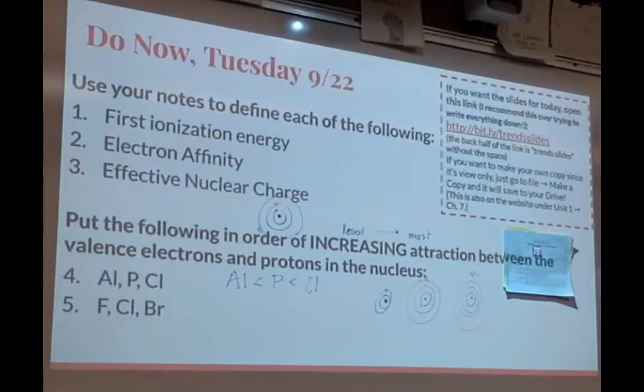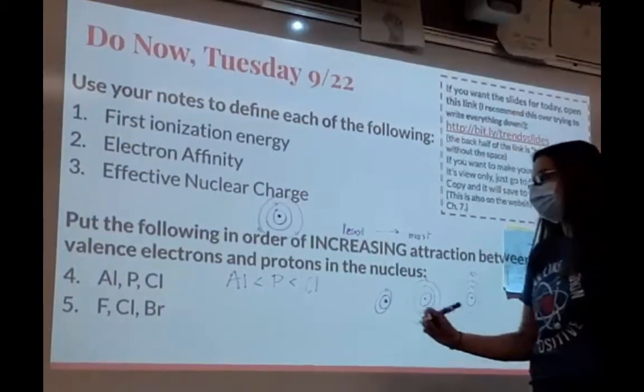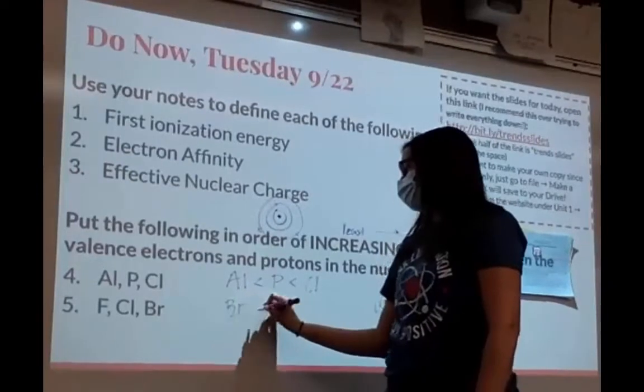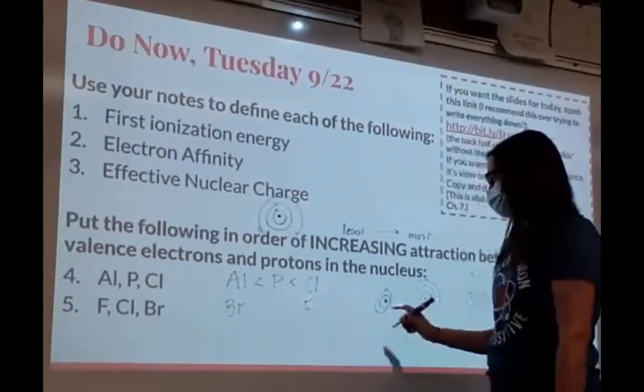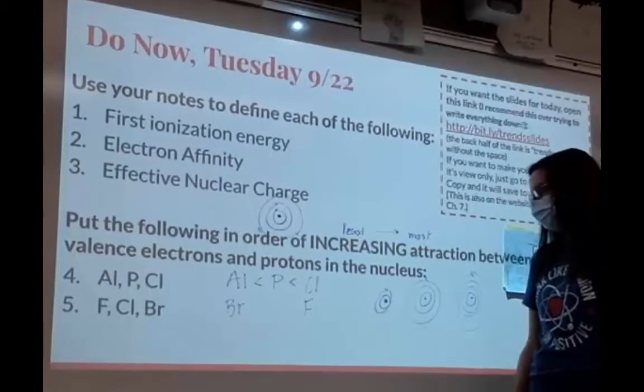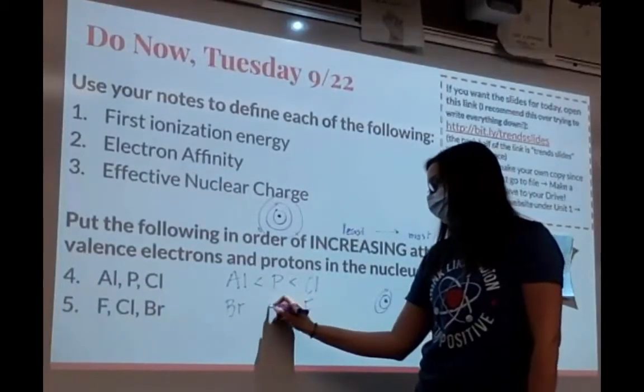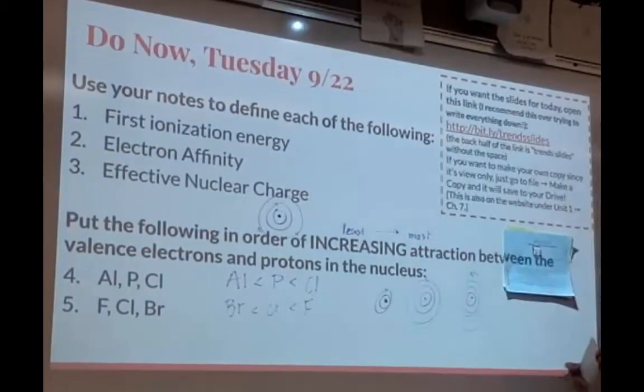So now we're looking at distance. So the further away the valence electron is, the harder it is for the protons in the nucleus to attract those valence electrons. So bromine will have the weakest attraction. Fluorine will have the most, because notice how close the valence electrons are to the nucleus. So then chlorine will be in the middle. So again, there's always 2 things that we'll look at. We'll look at protons and we'll look at distance. We're going to talk about that a lot more today as we look at periodic trends.